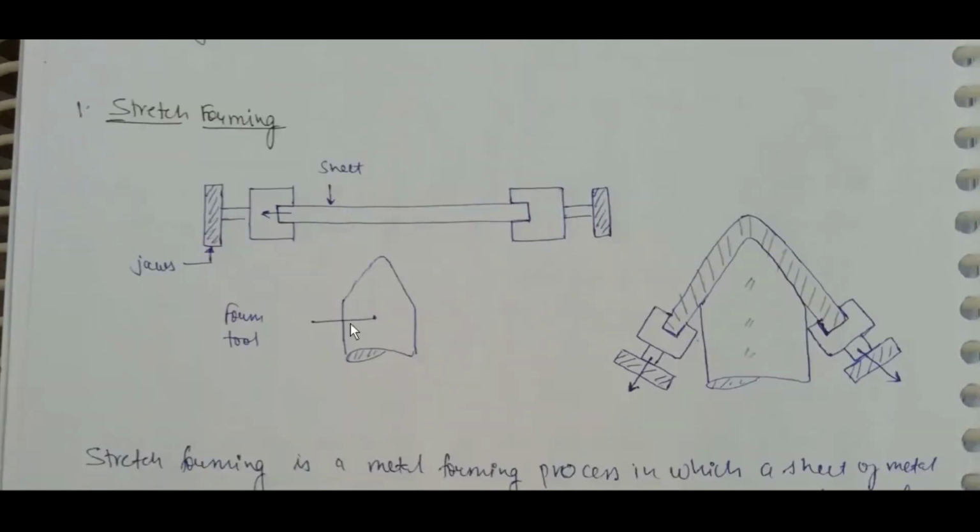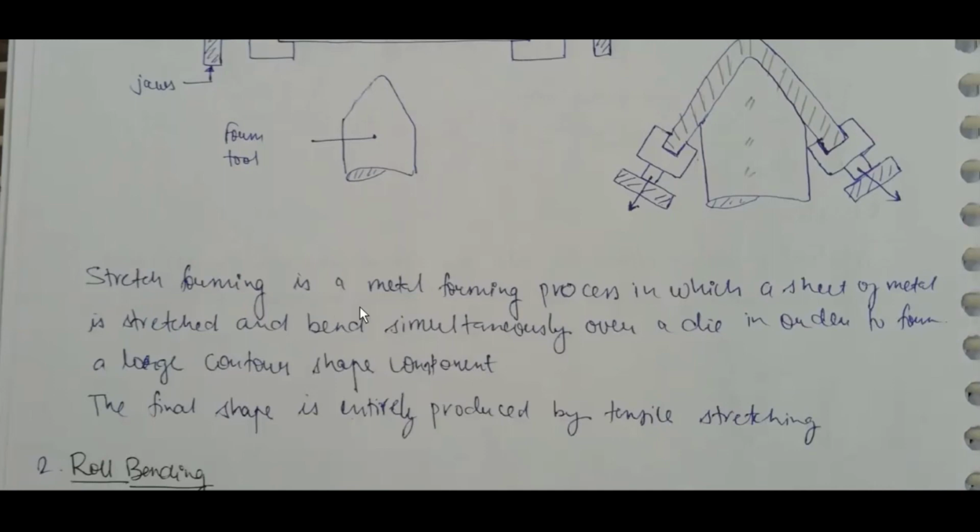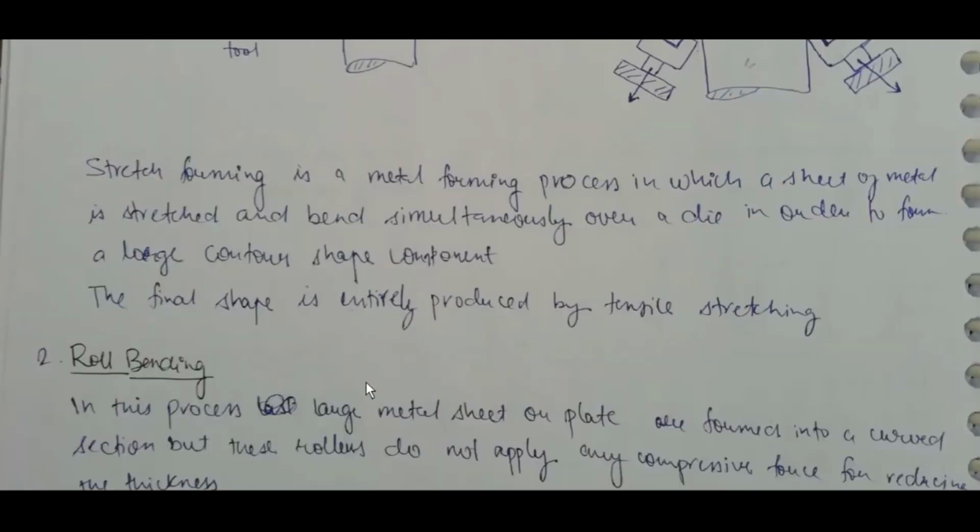Stretch forming, it is like this. It is bent like this. Stretch forming is a metal forming process in which a sheet of metal is stretched and bent simultaneously over a die in order to form a large contour shape component. The final shape is entirely produced by tensile stretching.